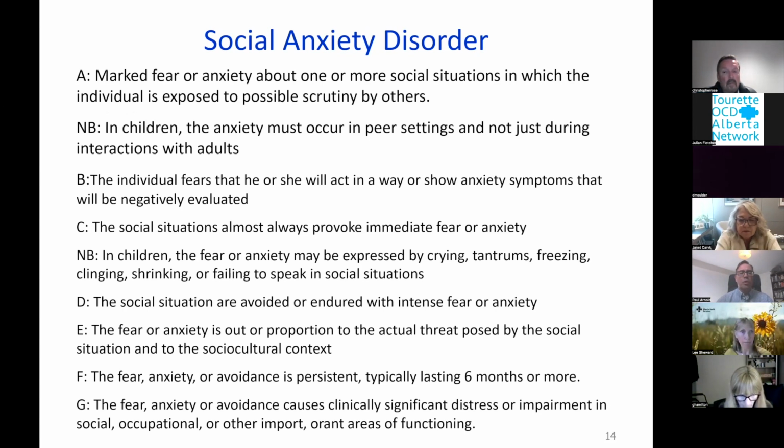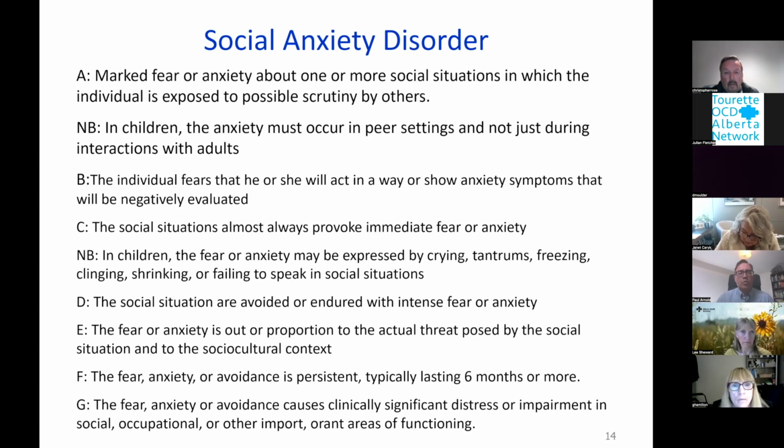So moving on to social anxiety disorder. Social anxiety disorder is a marked fear or anxiety about one or more social situations in which the individual is exposed to possible scrutiny by others. I think this is important to distinguish, and again, I think this is a continuum, so this can be tricky at times, but a child can be shy without having social anxiety disorder. They can be temperamentally a little bit slower to warm up in social situations. A child who maybe is a bit quieter.